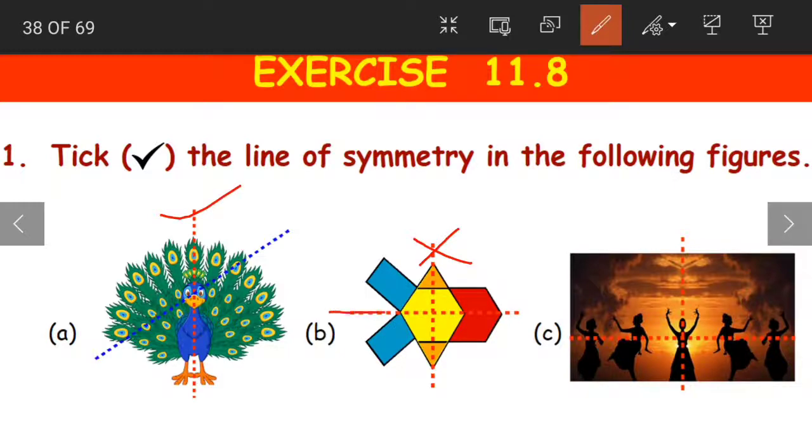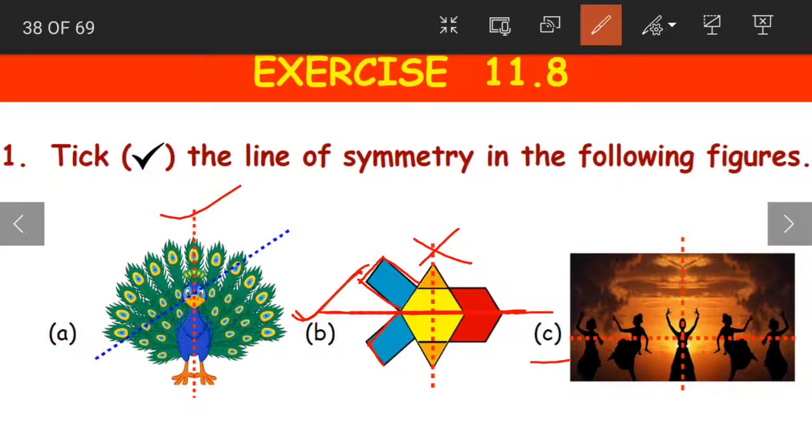Now coming to the other line, this one. Now when we fold this given figure along the dotted line, children, will we see that the parts are coinciding or overlapping each other? Yes, if we observe, both the sides are exactly the same. So this line qualifies as the line of symmetry.